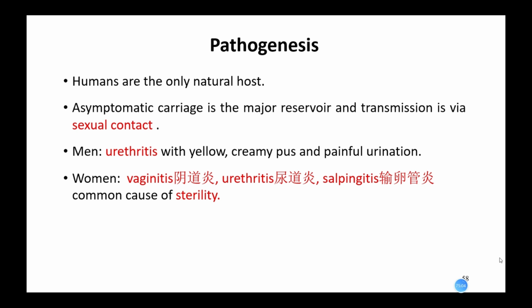But in a lot of females, it can also cause disease, such as vaginitis and other inflammations, and it's a common cause of sterility. You understand the word sterility? Right, the female cannot get pregnant. Okay, that's sterility.